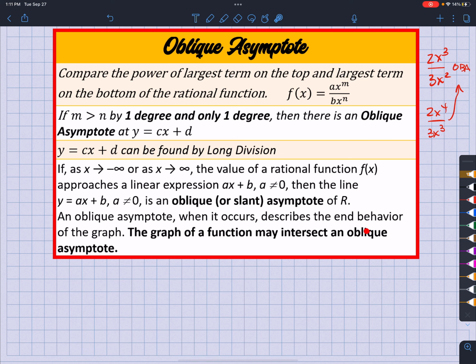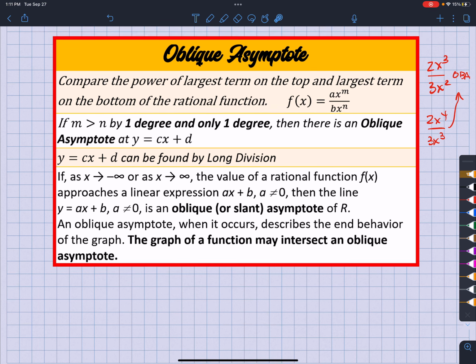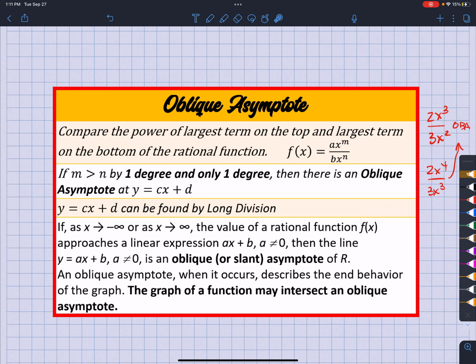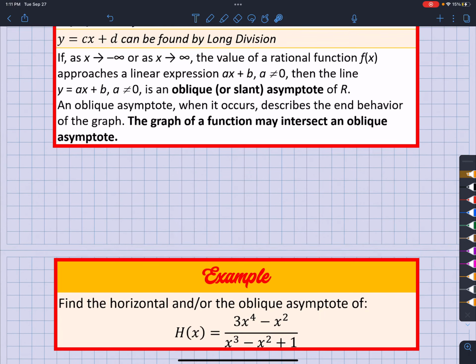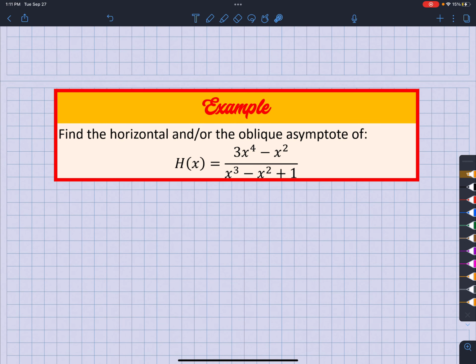And yes, same thing as the horizontal asymptote. It can cross many times, but the end behavior is going to eventually get there. And yes, the only way that we find it is by long division. Okay, so let's do an example here.